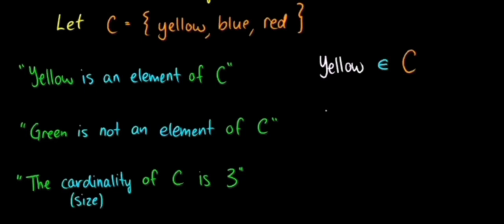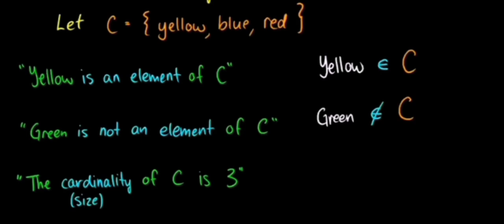What about saying green is not in the set C? So I want to say green is not in here. In fact, we don't see it in the set C. So what do we do to say green is not in C? Well, we use the set membership symbol, and we just put a line through it to mean green is not in our set C. How do we talk about the size of this?